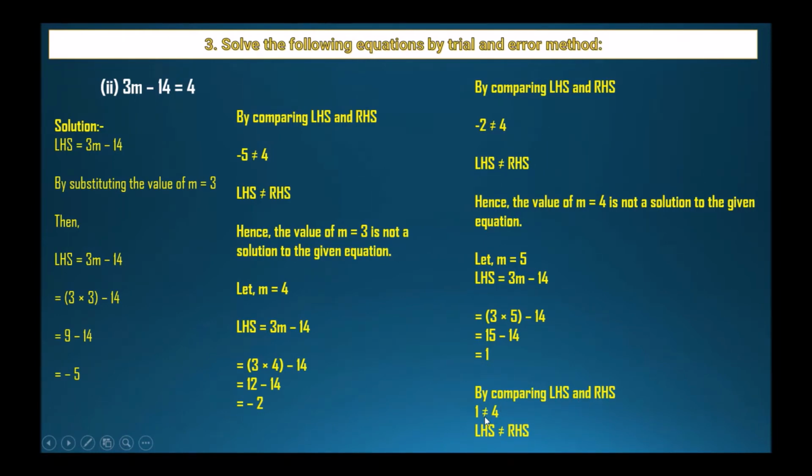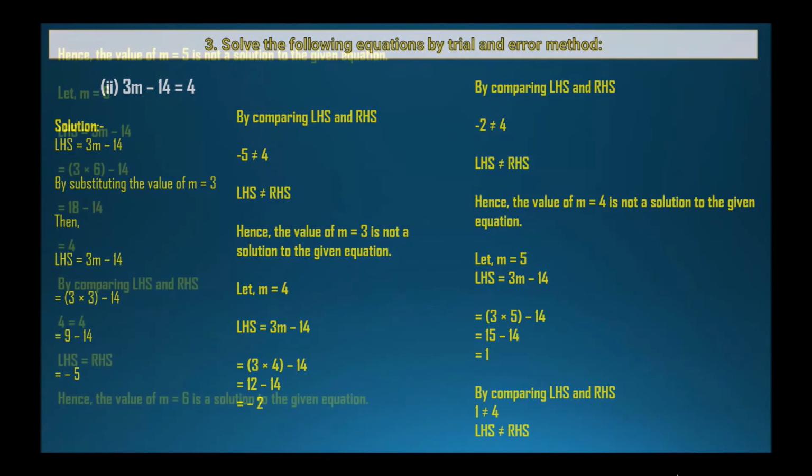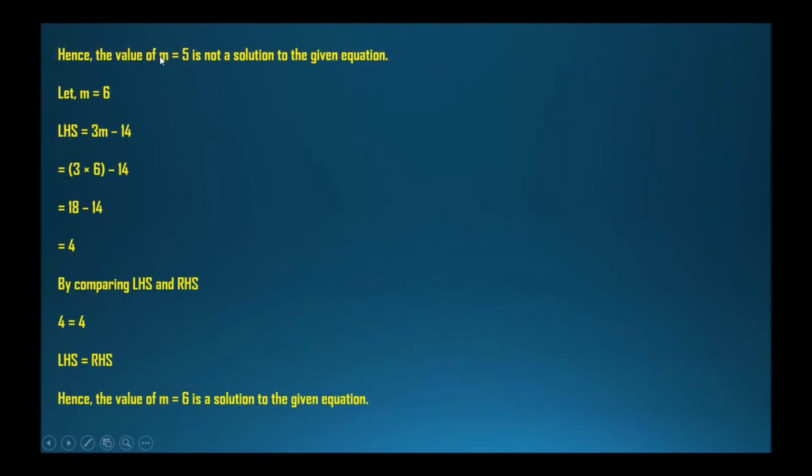Hence the value of m equals 5 is not a solution to the given equation. Next we will take m equals 6. So 3m minus 14: 3 into 6 minus 14, that is 18 minus 14, is 4. By comparing LHS and RHS, we can say that 4 equals 4, which means LHS is equal to RHS. Hence the value of m equals 6 is a solution to the given equation.